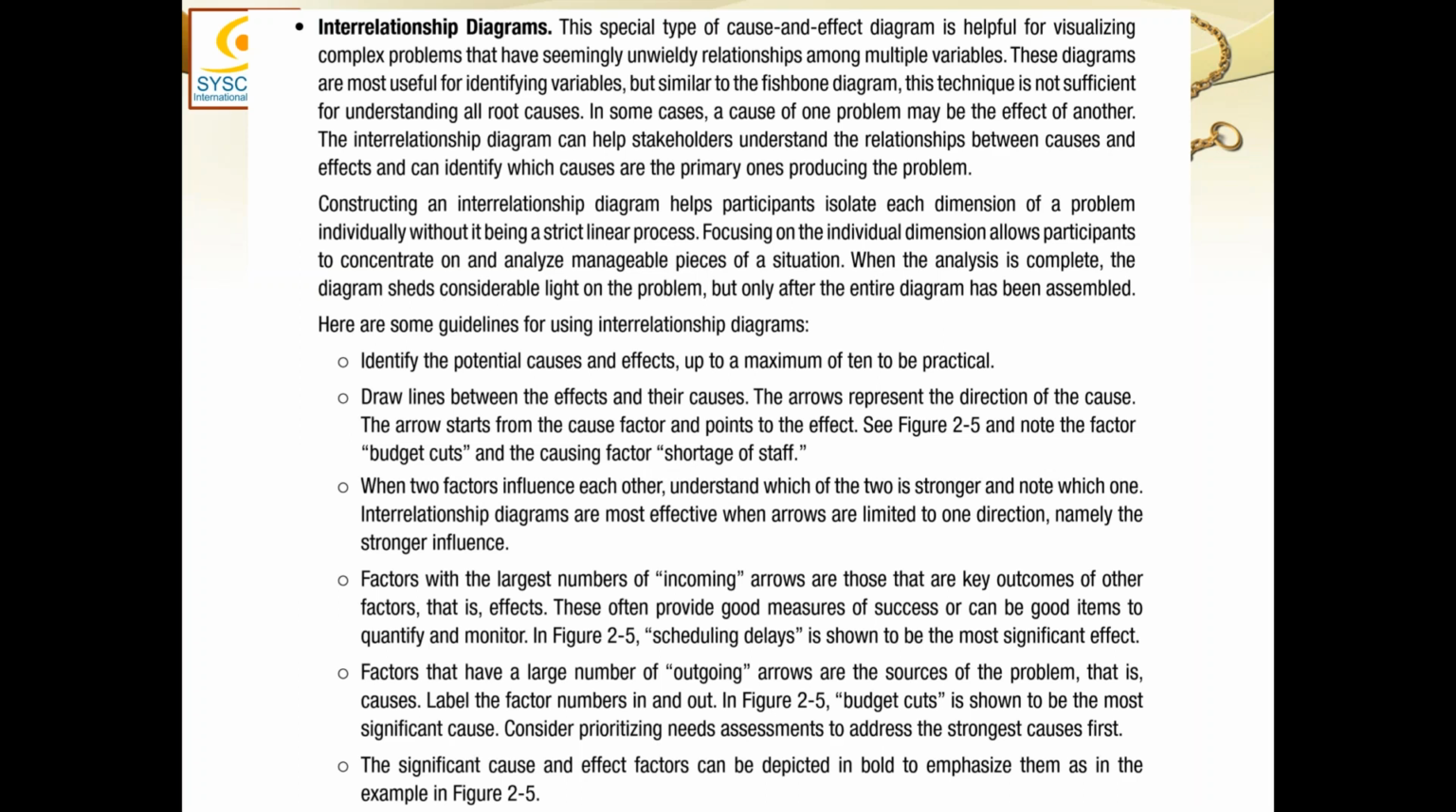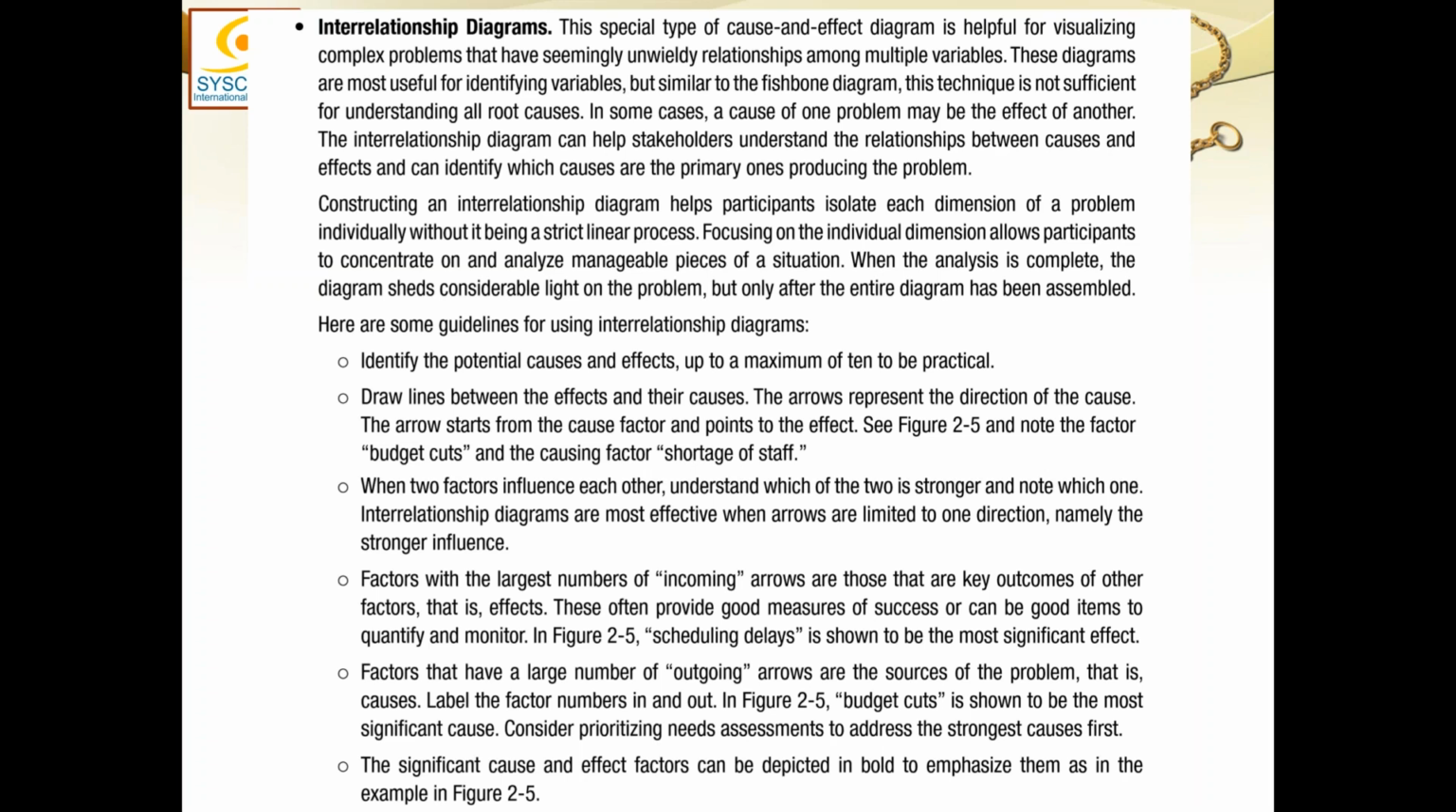Constructing an interrelationship diagram helps participants isolate each dimension of a problem individually without it being a strict linear process. Focusing on individual dimensions allows participants to concentrate on or analyze manageable pieces of a situation. When the analysis is complete, the diagram sheds considerable light on the problem, but only after the entire diagram has been assembled. So until and unless the diagram is complete, you cannot comment on it. Here are just some guidelines on how to make it, and then we will see what it looks like.